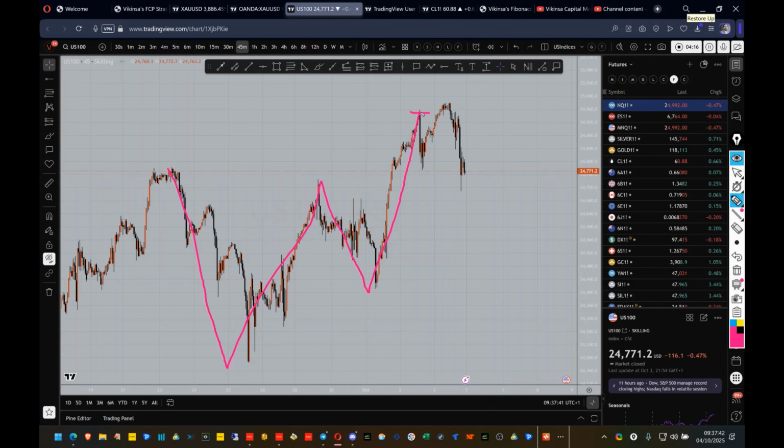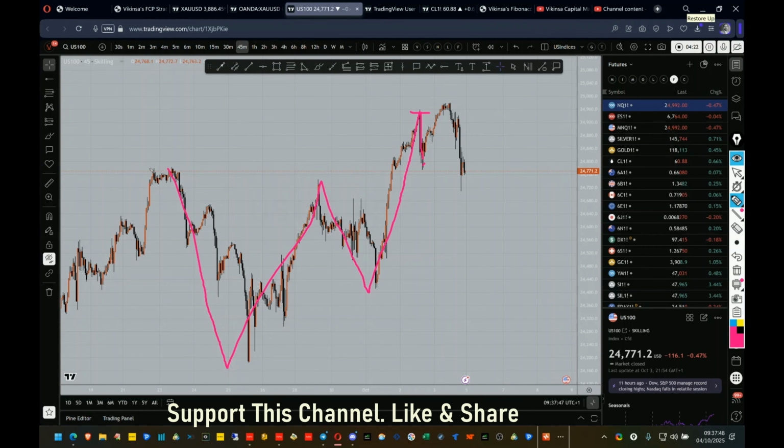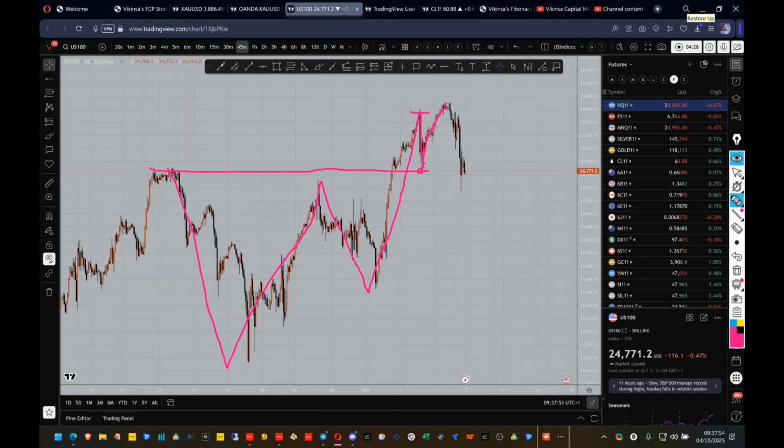So when the W pattern completes, the market was supposed to fall. We were able to capitalize on that. And then what did the market do? It came back into this support here. Resistance became support right into this. Okay. And then the market started to go back up for what?